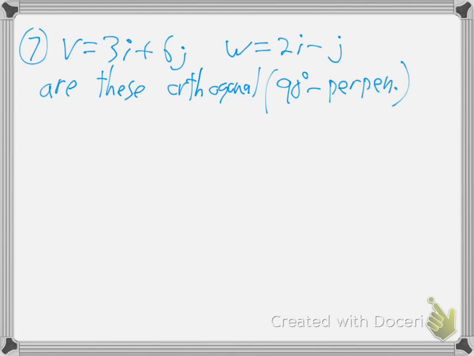So are they? Is one of them sideways and one of them straight up? Well, neither one is perfectly sideways, but maybe one of them's like that and the other one's like that. Do they meet at 90 degrees? Are these vectors 90 degrees to each other? Are they orthogonal? So how are we going to know?